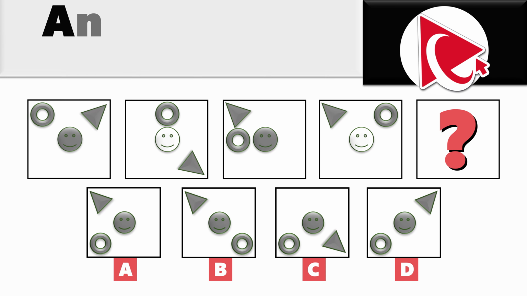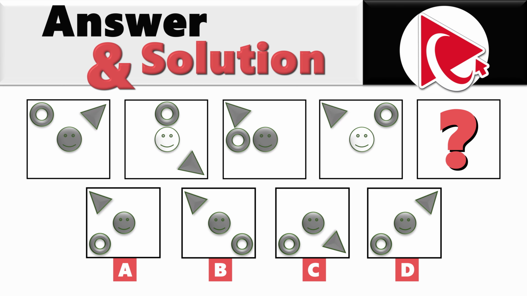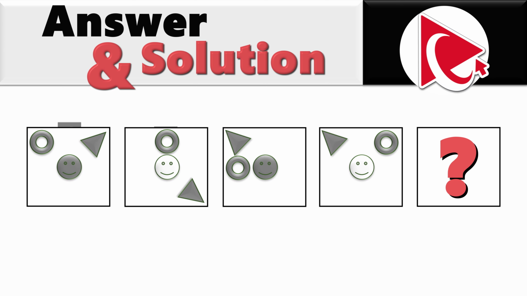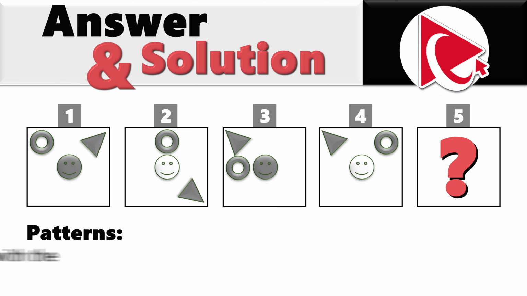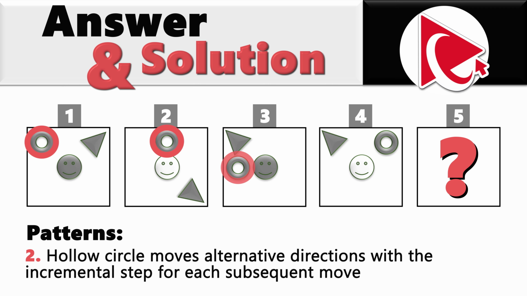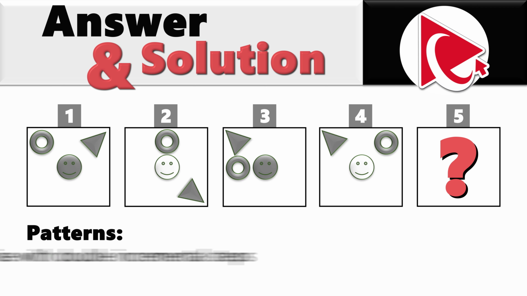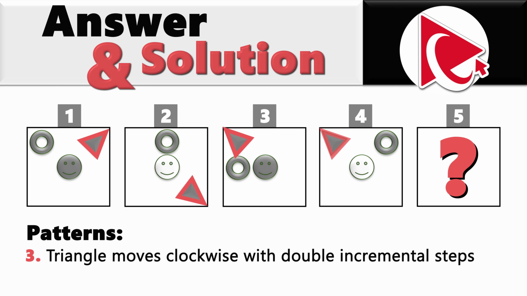As you might have guessed, to solve this challenge, you need to identify the pattern. In fact, there are 3 patterns present in this problem. Pattern number 1 is that smiley face in the middle of the square alternates the backgrounds. Pattern number 2 is that hollow circle moves alternative directions with the incremental step for each subsequent move. And pattern number 3 is that triangle moves clockwise with double incremental steps.